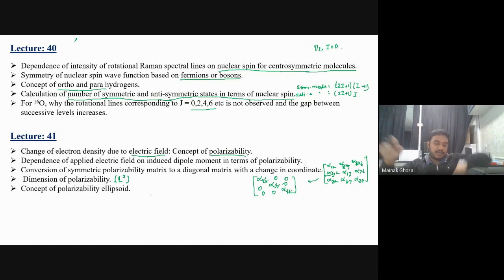Okay. So these were all the discussions about Raman spectroscopy, the concept of polarizability, and how rotational Raman lines are present. And also there was a discussion of how, for centrosymmetric molecules, this depends upon the nuclear spin. Okay. Now I'm going to solve some questions regarding these topics.